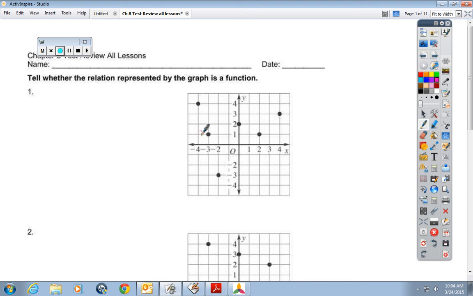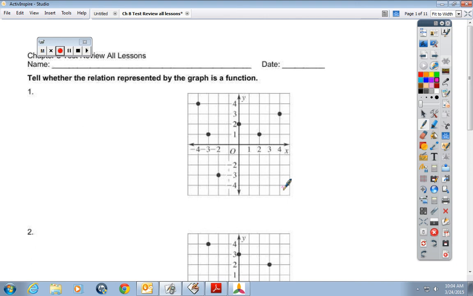Is there 2 points on this line? No. Is there 2 points on that line? No. Is there 2 points on this line? No. 2 points on this one? This one? There's none. And then this one? No. So if there's not more than 2 points on one line, it is a function.